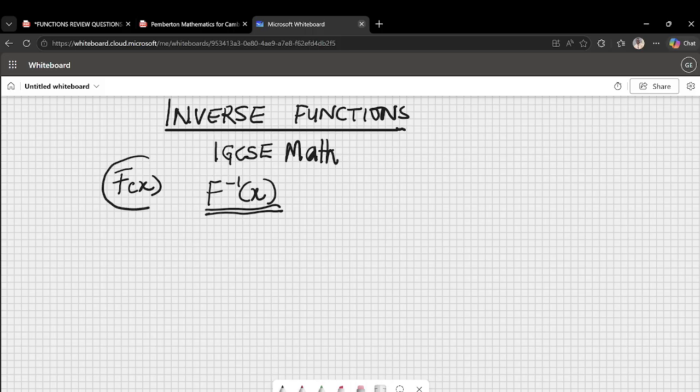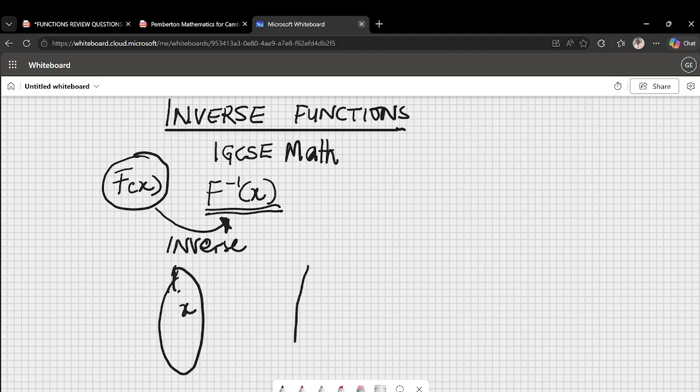If the function is f of x, its inverse is denoted as f inverse of x. So if you want to find the inverse, that is how it is done. If I have a function, let's say this is the domain, the x variable, and this is the y variable, which is the range, and this is the function going here, f of x. If I'm going back, it's going to be the inverse of f of x. So it's denoted like that.